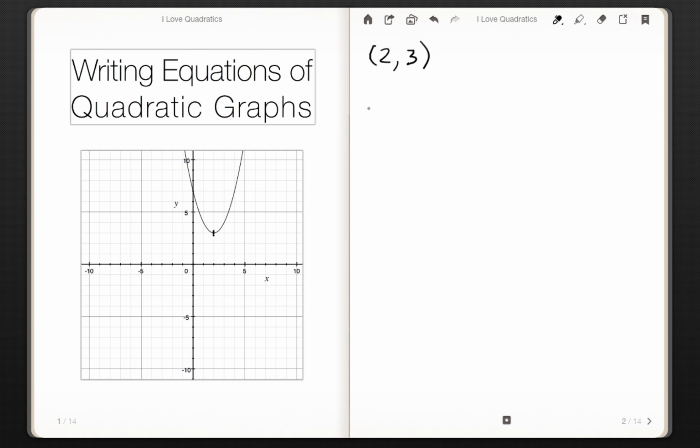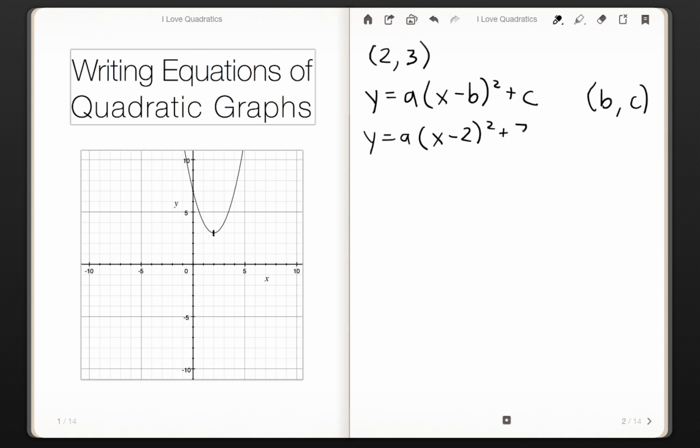So now we have to remember the equation for the vertex form of a graph. It is a times (x minus b) squared plus c, where the vertex is (b, c). So this is pretty simple. We already have b is 2 and c is 3. So we can just substitute that right into this equation. So we'll have a times (x minus 2) squared plus 3.